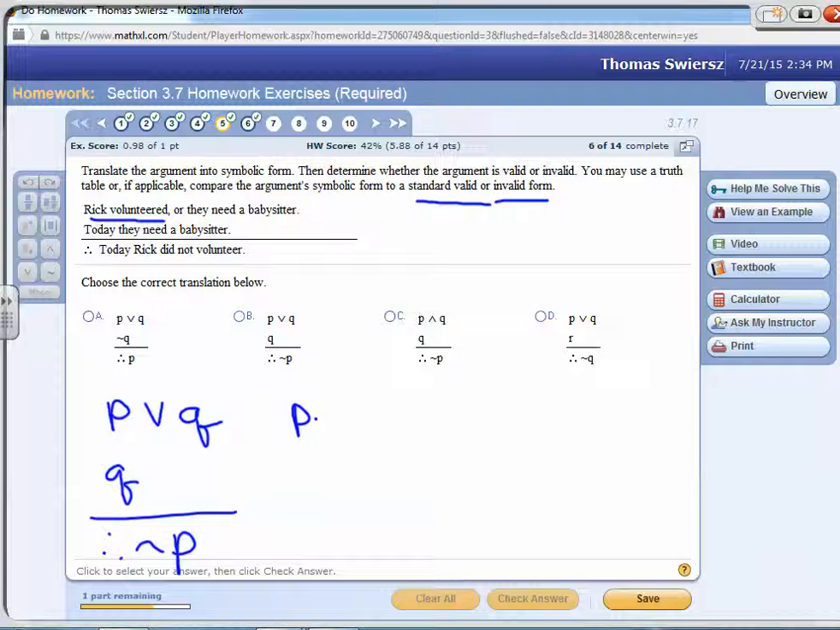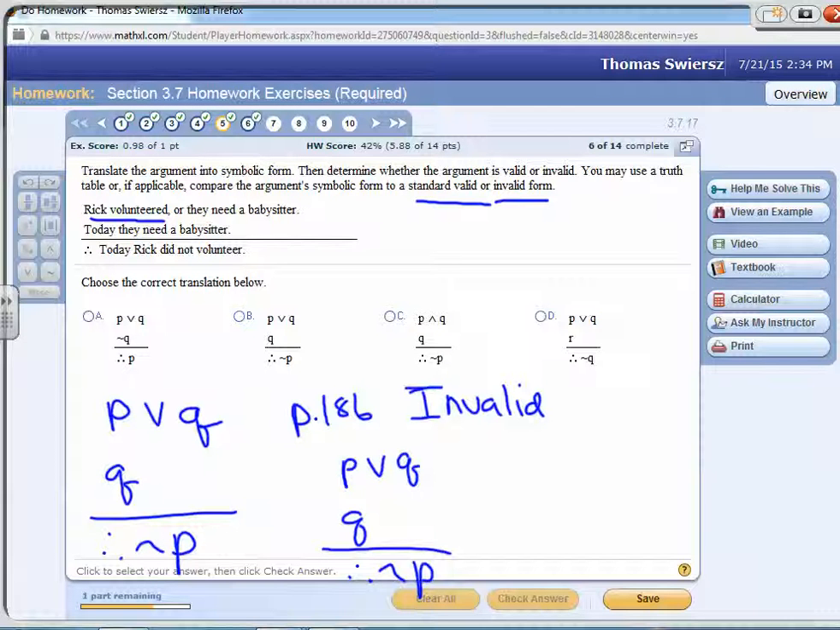On page 186 of your textbook, there are 4 forms of invalid arguments. It's the second row on page 186. One of them is given if you've got P or Q, and you've got the second one, Q, then when you conclude the negation of P, this you can never do. This follows the exact form of one of the invalid arguments. You can see here we've got the exact form from what we just symbolized here.